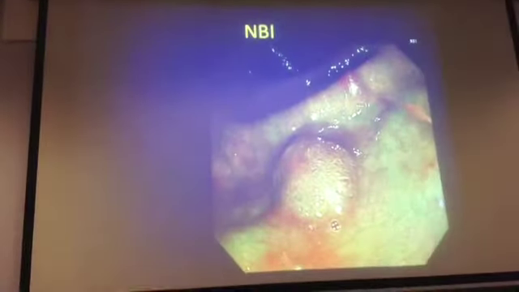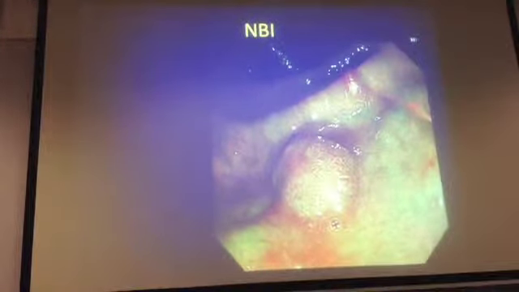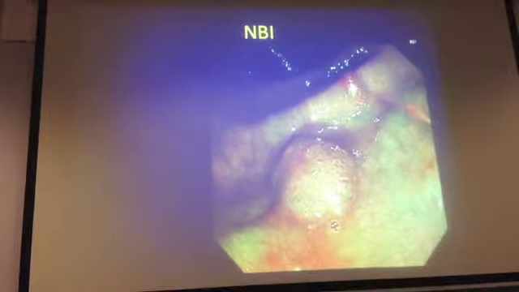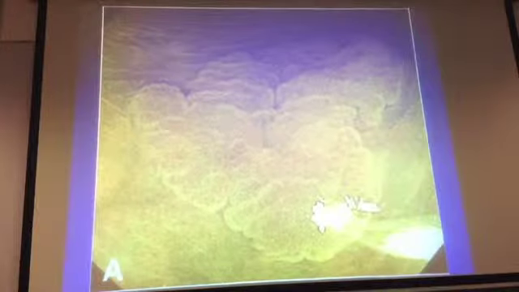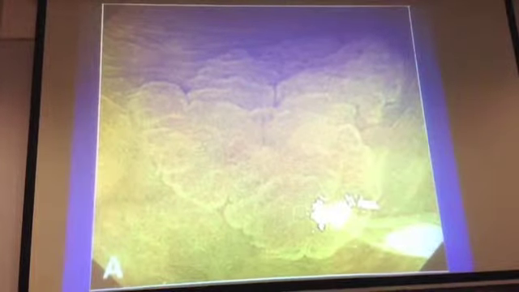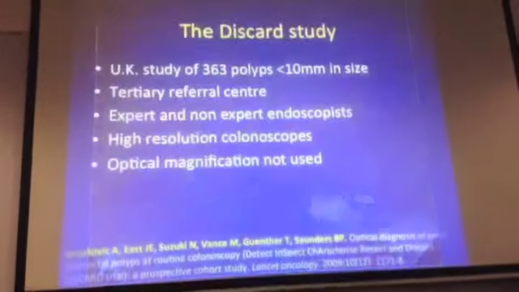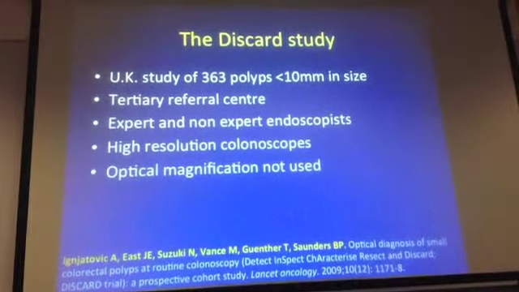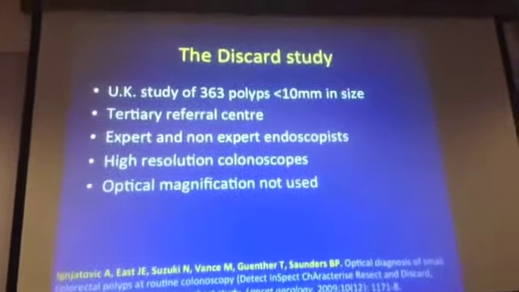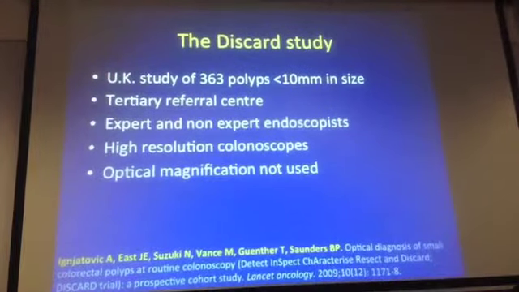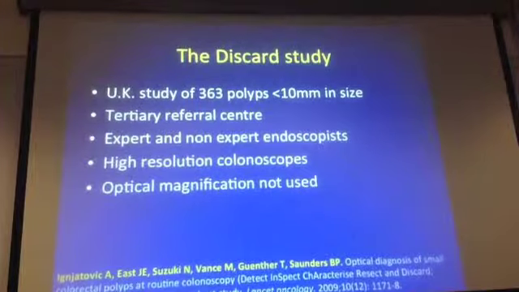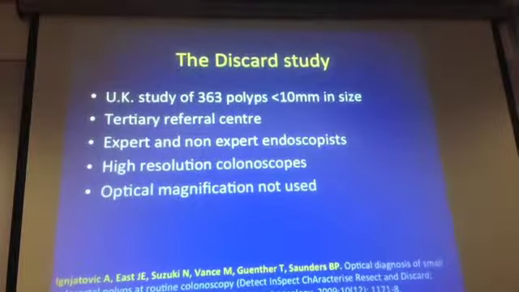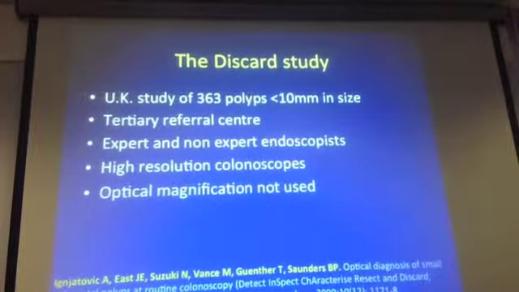Moving on to narrowband imaging, which is probably the most applicable technology for most units, achieves a similar result but with a push-button technology. The appearance is all quite familiar, and that's a hyperplastic polyp with narrowband imaging. It's almost impossible to talk about narrowband imaging without referring to the DISCARD study, which is perhaps one of the most significant studies into narrowband imaging, which looked at 363 small polyps. Quite significantly, it included both expert and non-expert endoscopists. Optical magnification was not used in this study, but high-resolution endoscopes were.